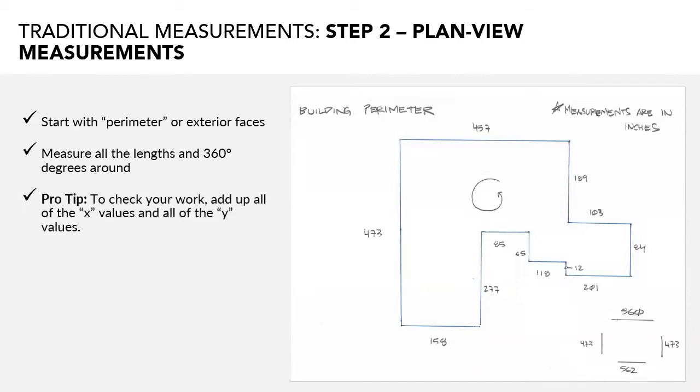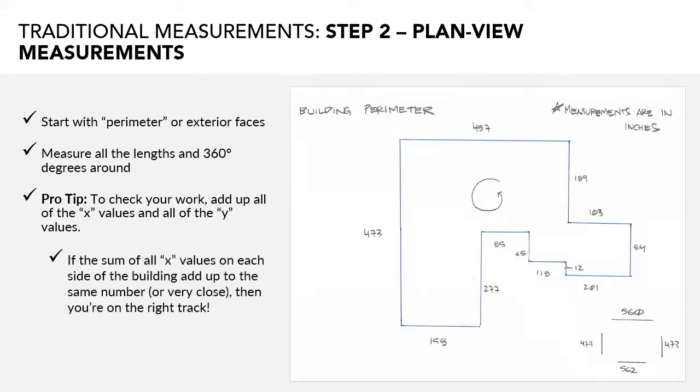And a quick tip here to check your work: add up all of the X values and all of the Y values, as you see at the bottom right of this sketch here. If the sum of all the X values on each side of the building add up to the same number, or at least very close, then you're definitely on the right track. And go ahead and do that for the Y values as well.